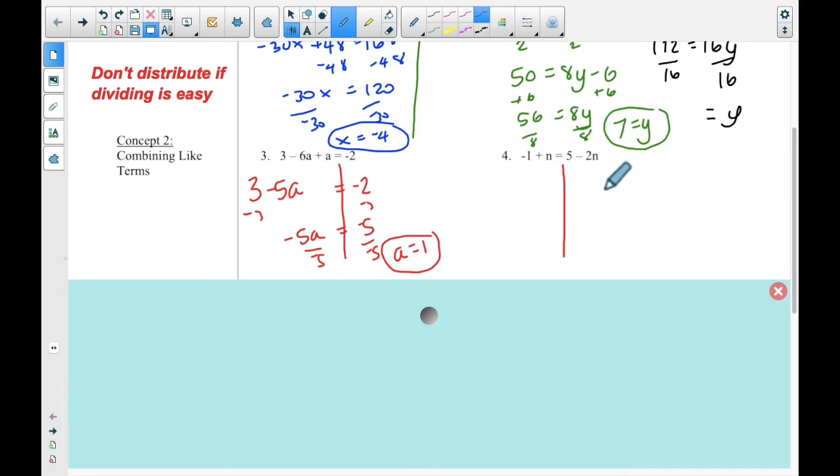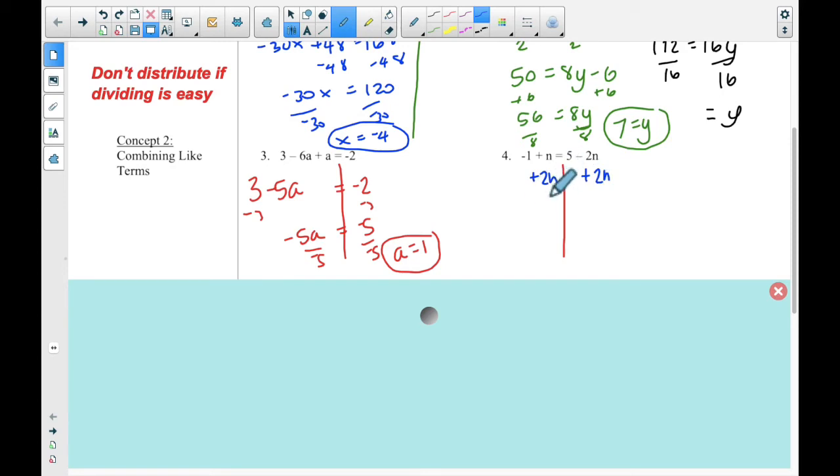I need to gather my terms, my like terms on the same side. So I need to gather my variables, my n's, on the same side. So I'm going to add my 2n. And when you do that, you can do it a variety of ways, but that's the way I'm going to do it because number 1, I like to avoid negatives.